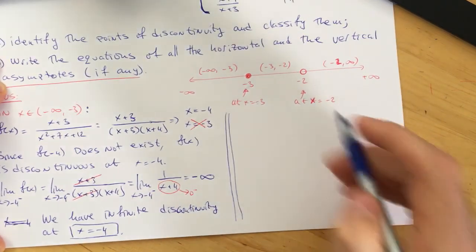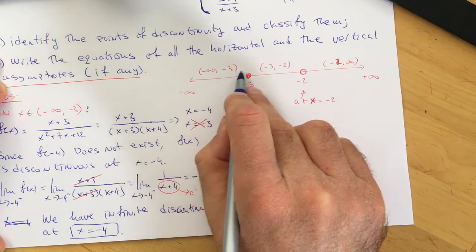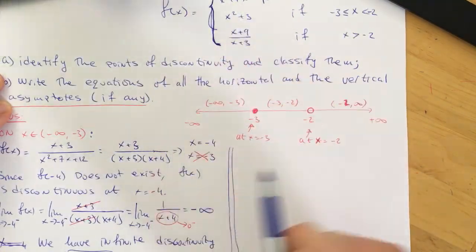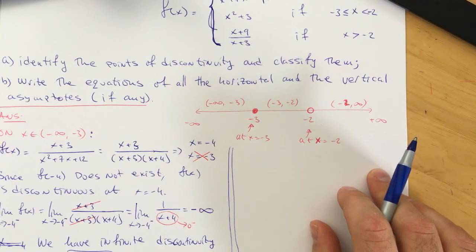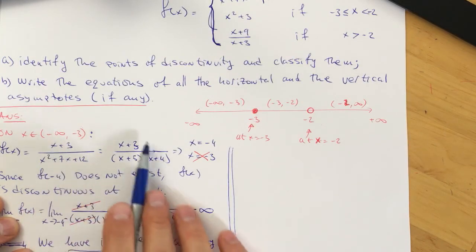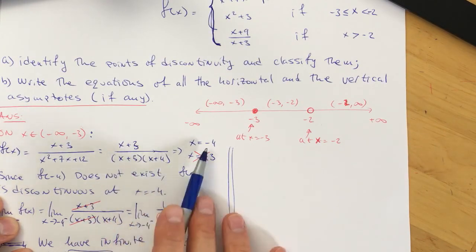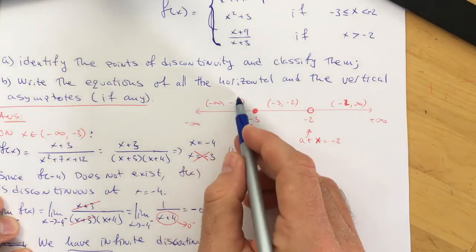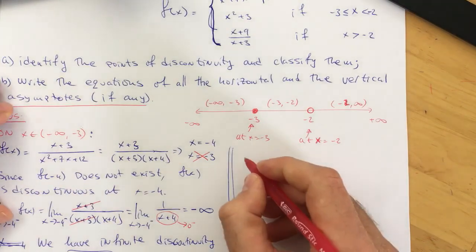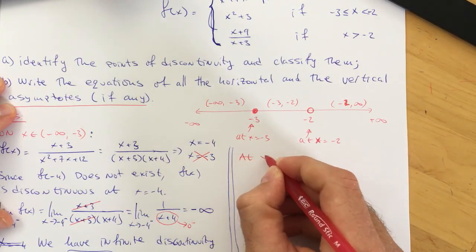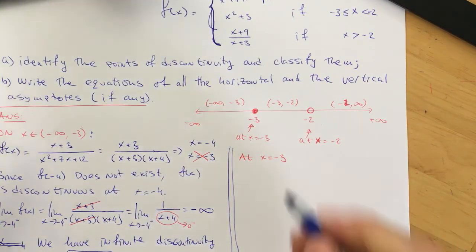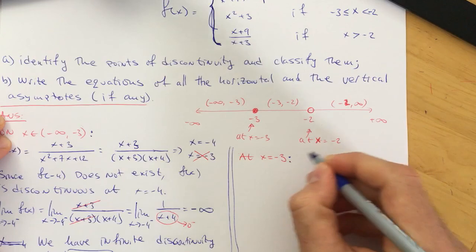Now we move on to, so we are done with this interval right here. Okay, we know that rational functions are continuous on their domain, and on this interval right here, the function was not defined, only at negative 4. So we are done with this interval. We move on to the point x is equal to negative 3. At x is equal to negative 3, first of all, let us see whether this function is defined, whether I can evaluate f of negative 3.